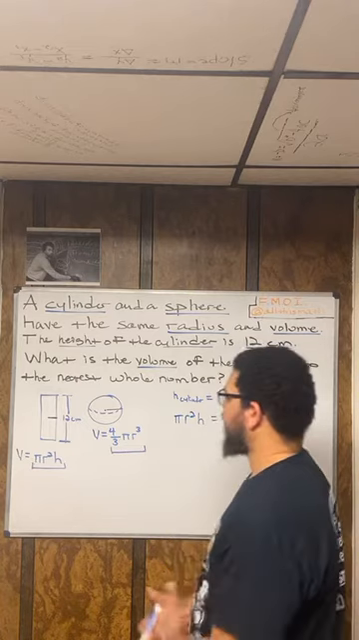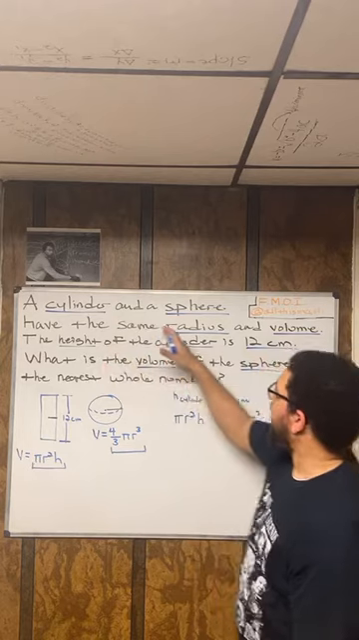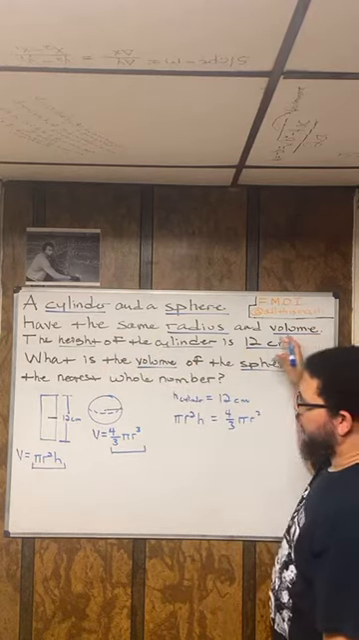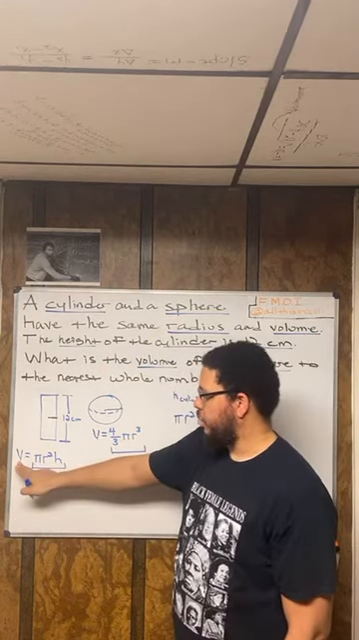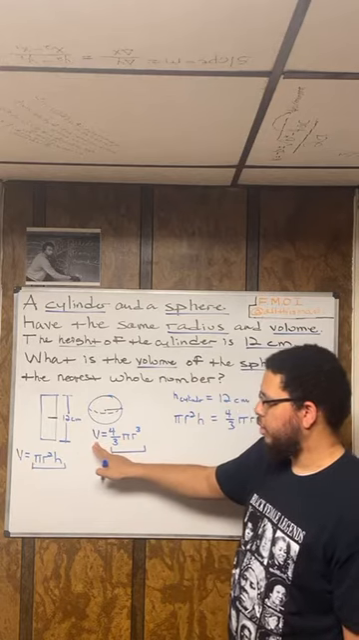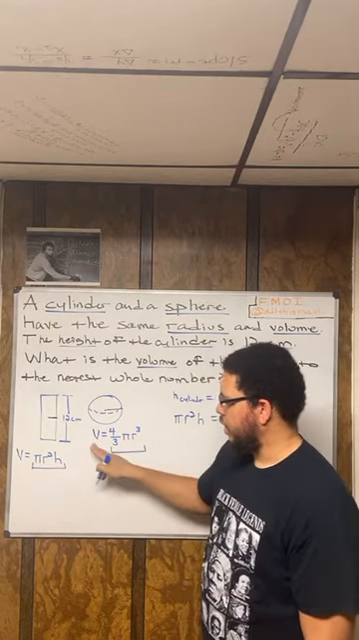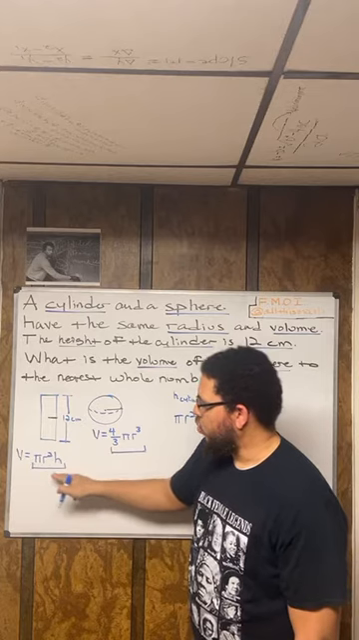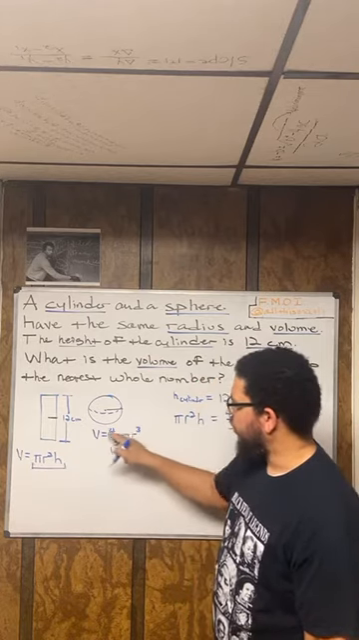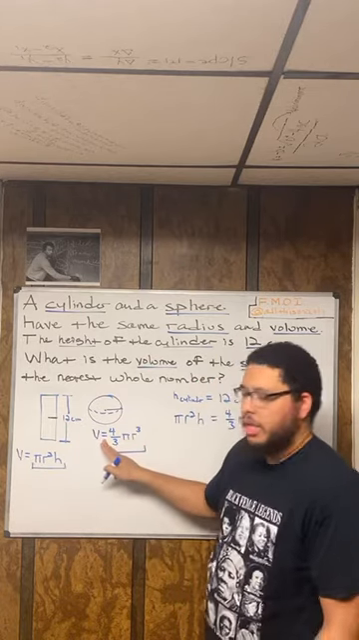Now the reason that makes sense is because they have the same volume. So that means the number that will go here is the same as the number that will go here. So if these numbers are the same, then that means that the value of this has to be the same as the value of this because of that equal sign. That's what the equal sign means.